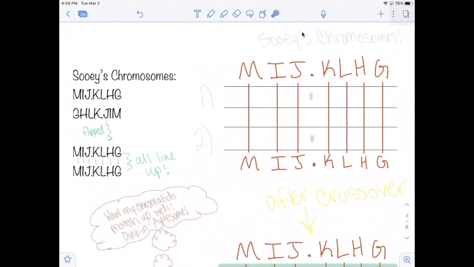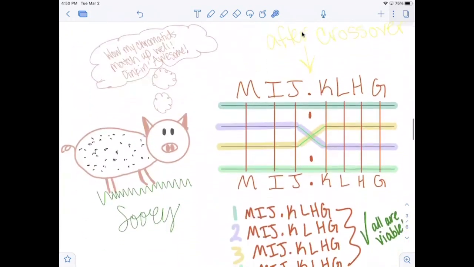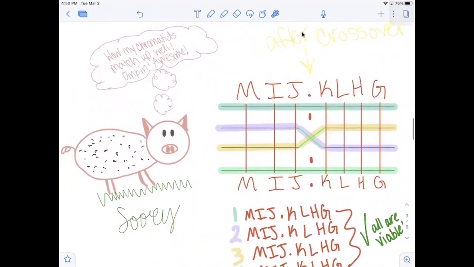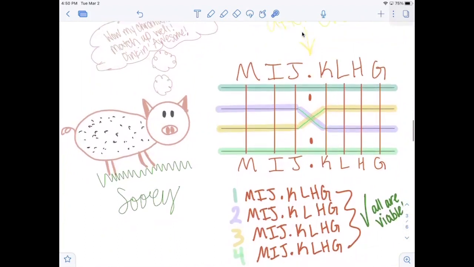Next, we will examine Suey's chromosomal pathway, which is a bit simpler than Hammy's because her two chromosomes are the same, just flipped. We can easily create a chromosomal pathway to show that even during the event of a crossover between the J and K regions, Suey's four chromatids produce all the exact same regions or chromatid order, in the order of MIJ, centromere, KLHG. All of these four chromatids are lined up correctly and do not have any errors, so they are all therefore viable and will produce viable gametes.